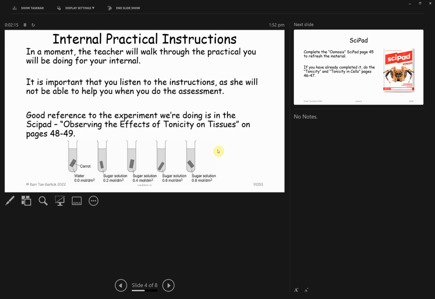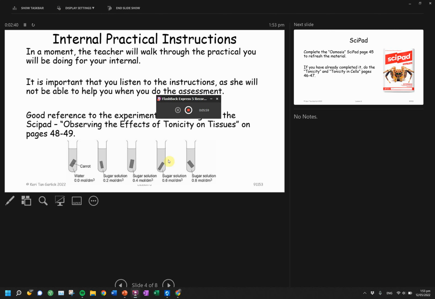All right, so what I'm going to do is shift my computer and my document camera over that table. You guys will be able to stand around me while I walk through the experiment. Sound good? You might want to take a piece of paper with you to write some notes down. You might want to open up that Scipad to those pages so you can make some notes onto the method, to help you remember these instructions.